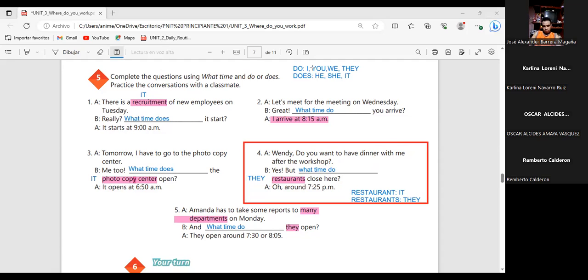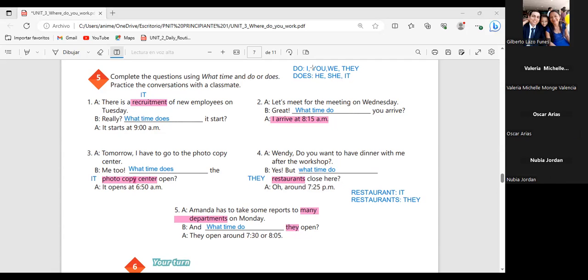Hey, lucky Wendy, right? Tiene suerte, Wendy. She was invited to have dinner. Tiene invitación de cenar. Hey, that's amazing. Right? Eso debería de cambiar. Deberían ser las mujeres las que nos invitan. What do you think, Quas? ¿Qué opinan? Yes. Yes, why not, right? Claro, podemos invitar. Next one.